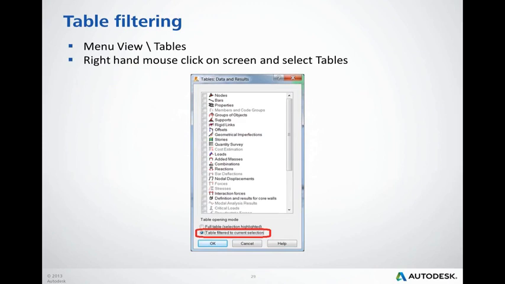This is one of the most powerful features in Robot. You can automatically filter a table, which can be opened, according to the selection made on the graphic screen. This option is available under the right-hand mouse button by selecting tables and then activating the table filter to current selection, or from the View menu, View tables, and then selecting the same item on the list.